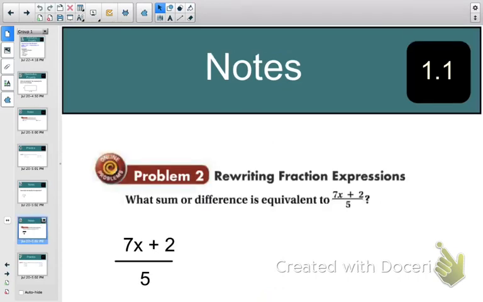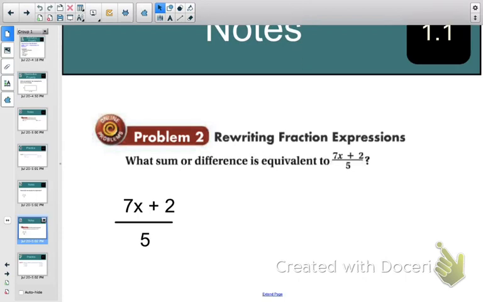Great question. Well, if we look at this one we can't simply just add the top because 7x and 2 are not like terms. Remember, like terms, I think we're going to get to that. I guess we'll see. But like terms, they have to have the same variables. And because this has a variable, this does not, we can't add those together. So this sum or difference is equivalent to this fraction. So basically what it wants us to do is write it as two separate terms.